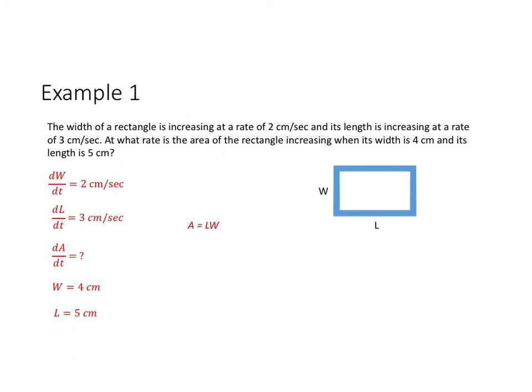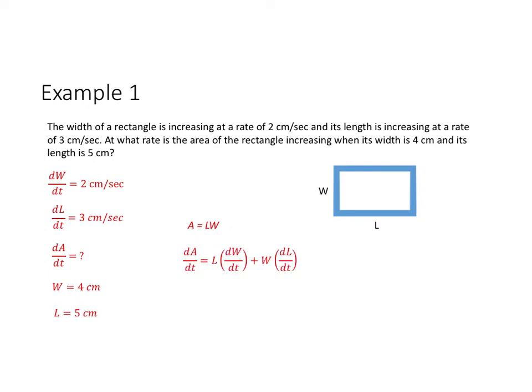Well, our three unknowns are basically area, width, and length. So how are they related in an equation? Well, obviously, the area of the rectangle is equal to length times width. So this is the equation we're going to use.